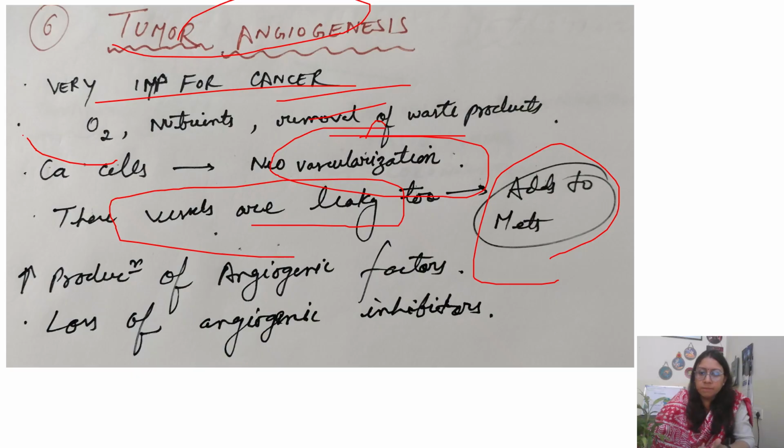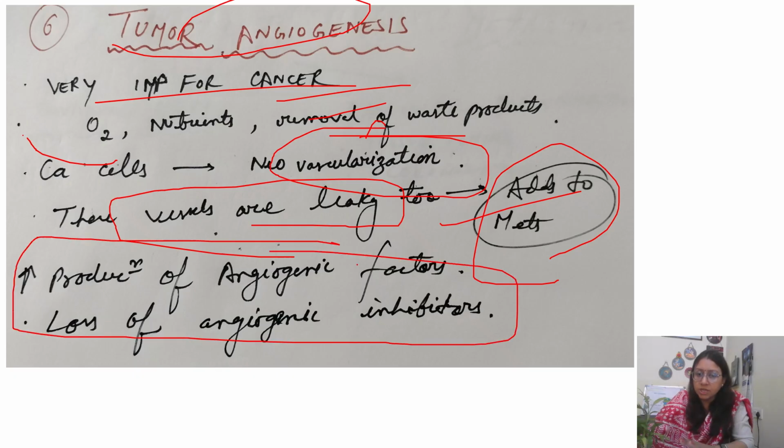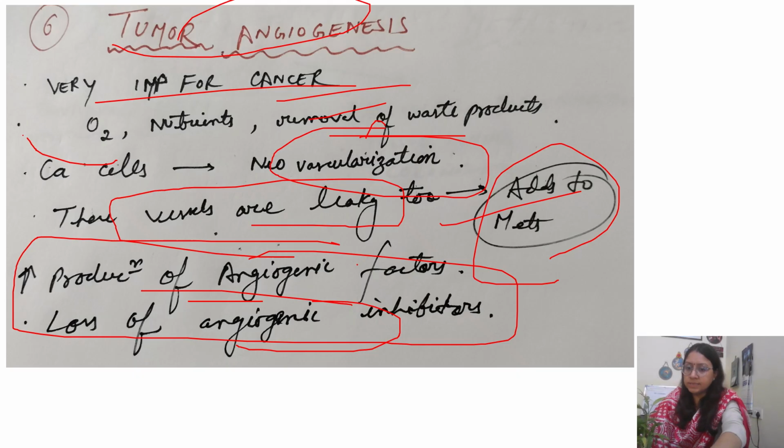So there is basically that is adding to your spread of the cancer. After that, what happens in this is that the production of angiogenic factors increases, which promote vascularization. And the factors that decrease angiogenesis, the inhibitors which inhibit angiogenesis, are lost. So loss of your angiogenic inhibitors and increased production of your angiogenic factors. So both lead to neovascularization, which is a very important point in your cancer hallmark.